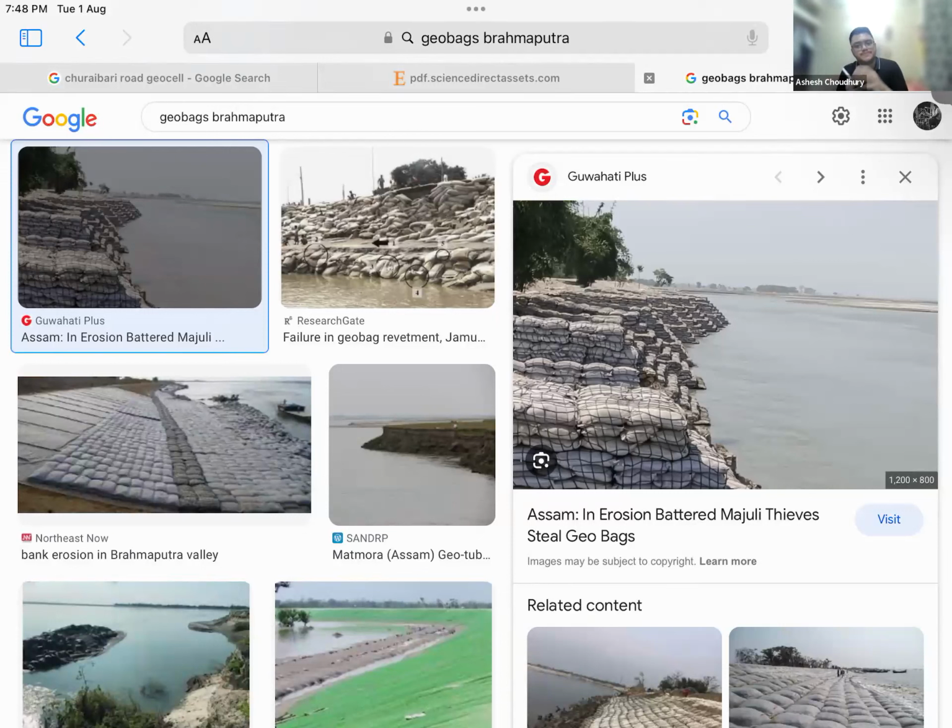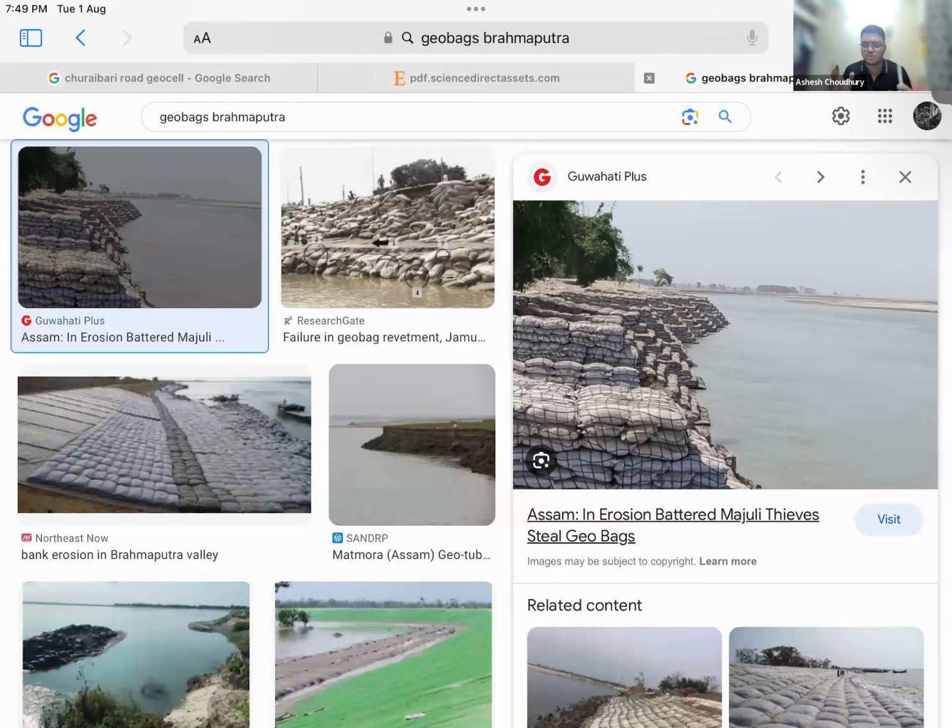So it's written Majuli here, right? Majuli is actually the largest riverine island, that is in the Brahmaputra river, right? Majuli is the largest river island in the world. So Majuli has been facing a long problem for many years.